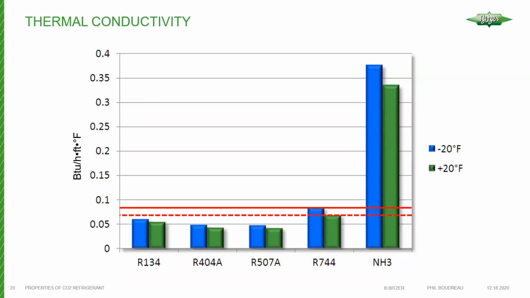So just to compare thermal conductivities, we can see that CO2, although it may not have much on ammonia, does quite well compared to other HFC refrigerants that we've been familiar with for the last several years.